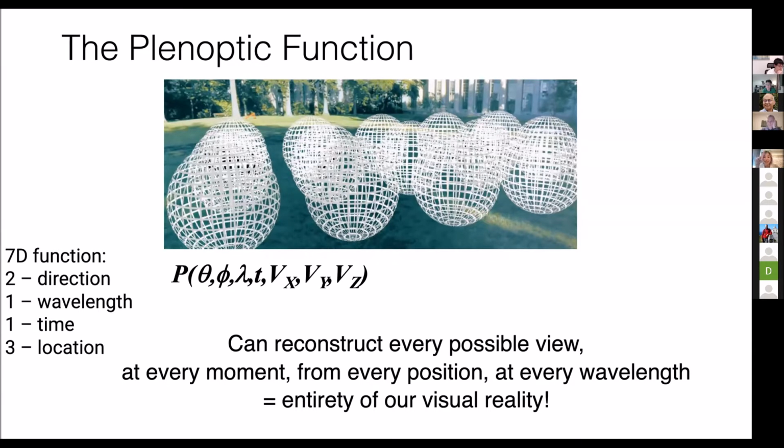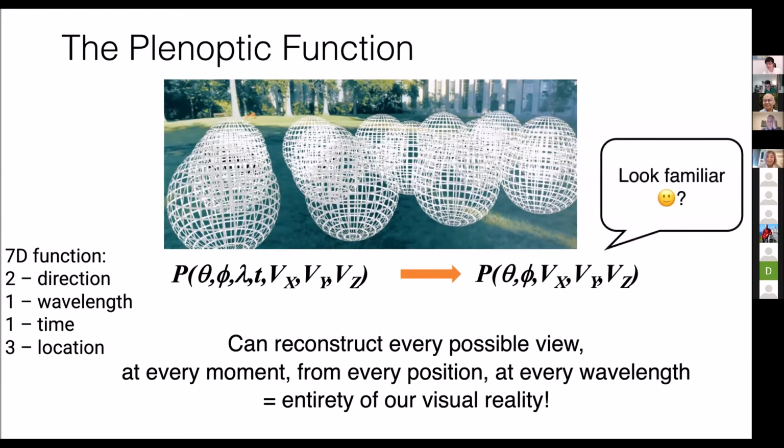I'm talking about this because let's remove some of the stuff in here. Let's not worry about time for the moment. Let's get rid of the wavelength because we can output color. Then you get something like this, which takes in the viewpoint, phi and theta, and the location, vx, vy, vz of this little sphere. Does this look familiar to everyone? I hope everybody is thinking of NeRF. NeRF is modeling this plenoptic function in a very compact way with an MLP.